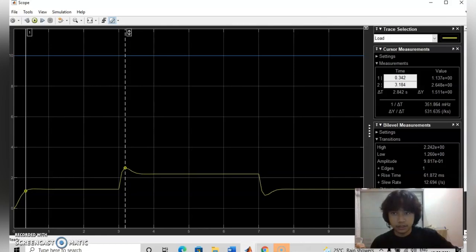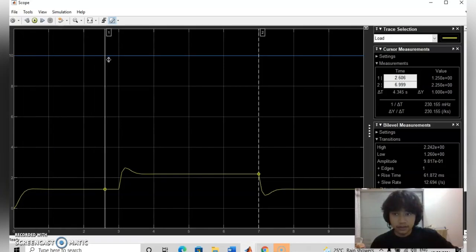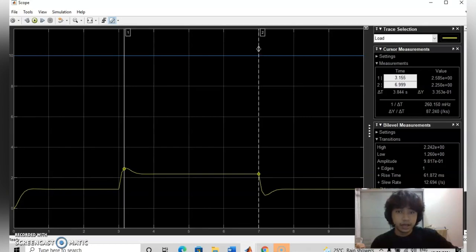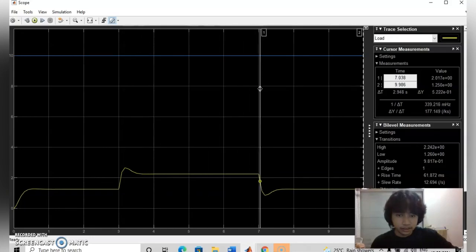The second one is 3 seconds until 7 seconds, so I take cursor 2 until 7 seconds, and the first cursor is at 3 seconds. The last one is 7 seconds until 10 seconds, where cursor 1 is here at 7 seconds until 10 seconds. Okay, that's all.